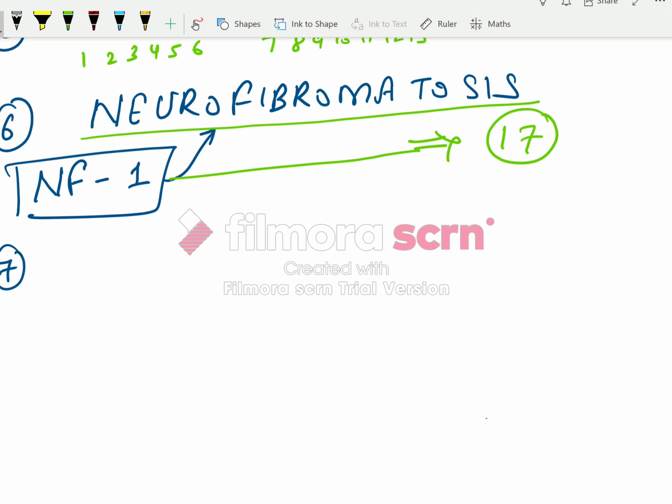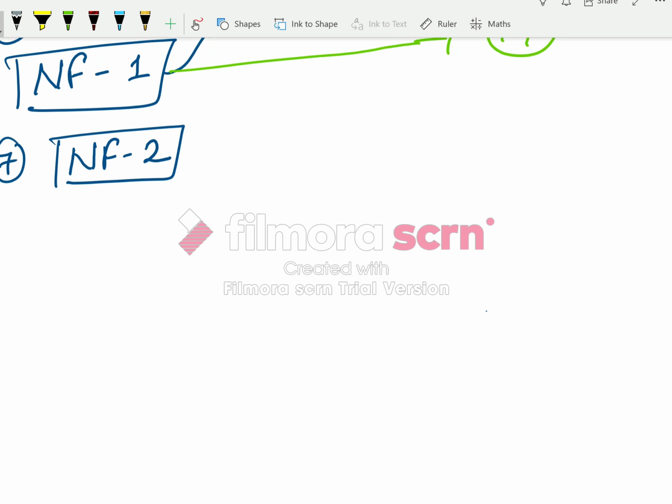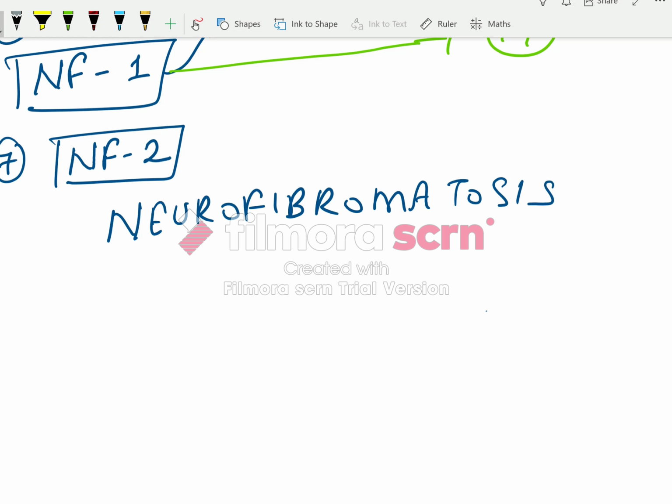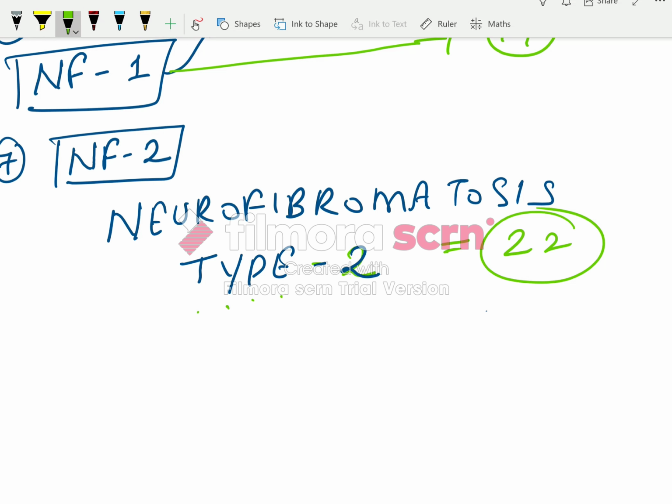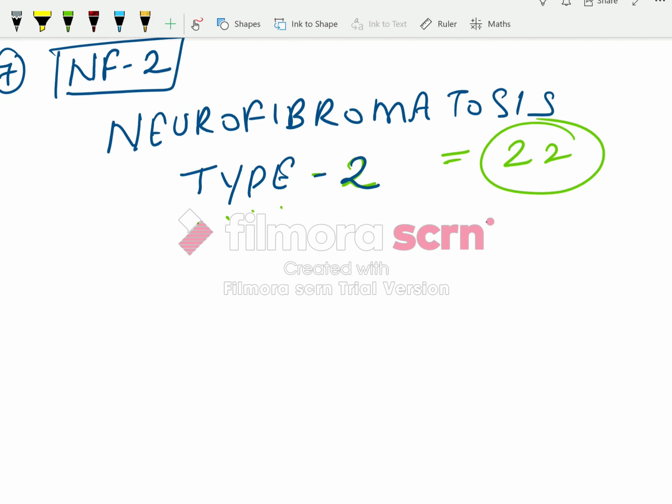Similarly, NF2, neurofibromatosis type 2. For this, you need to see neurofibromatosis. It is 17 till now. Type, 18, 19, 20, 21, and 2. It means it will be type 2. So the total will be 22. Chromosome 22.